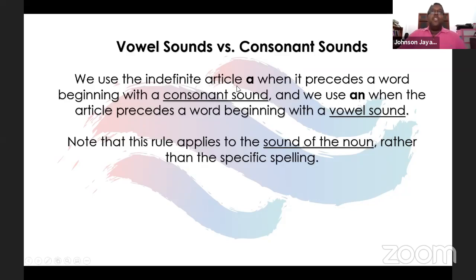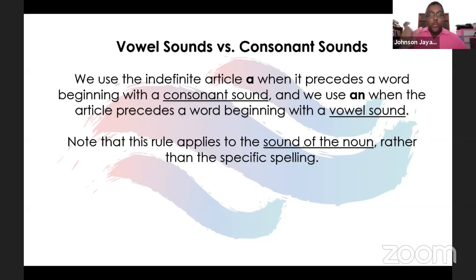We use the indefinite article "a" when it precedes a word beginning with a consonant sound. Okay, right, and we use "an" when the article precedes a word beginning with a vowel sound. Very important, right? So we are only going to be using "a" with a word that begins with a consonant sound. That means a normal letter, which is not a vowel, right?